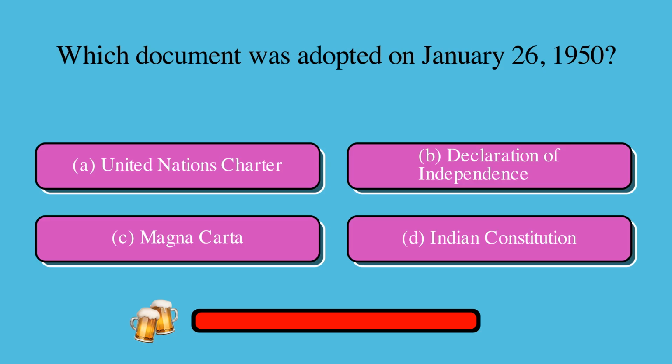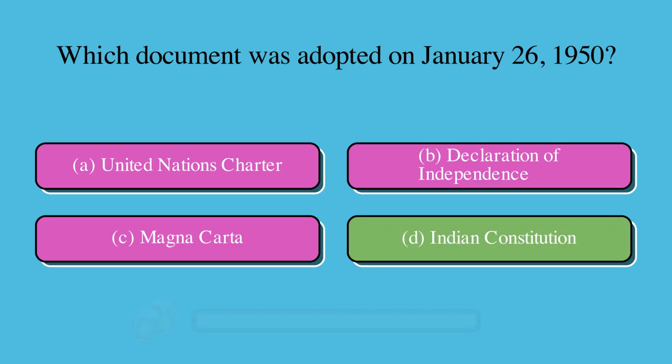Which document was adopted on January 26, 1950? Is it A, United Nations Charter, B, Declaration of Independence, C, Magna Carta, or D, Indian Constitution? The correct answer is D, Indian Constitution.